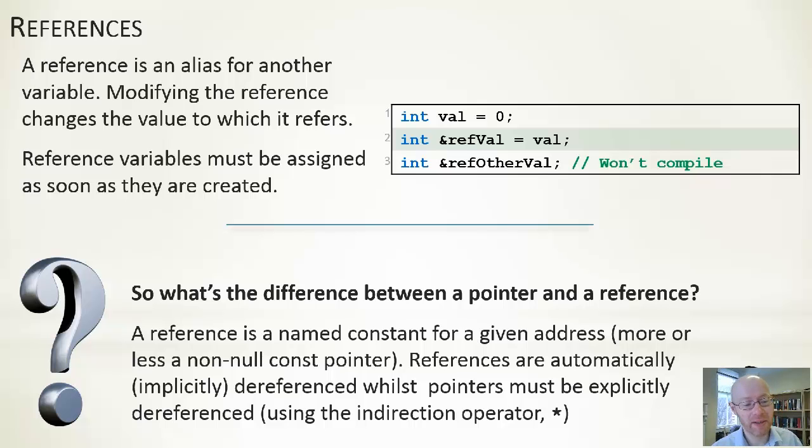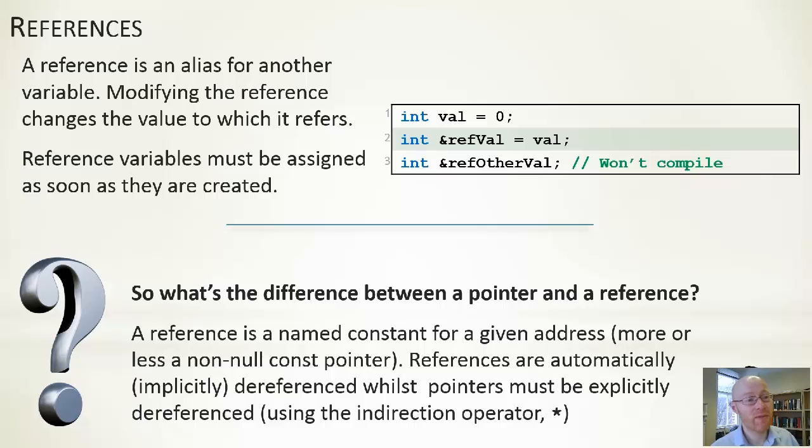References are automatically dereferenced. So if we have a pointer, we have to put in the asterisk to dereference the thing, and it's something the programmer has to do. If we're using a reference, it's done automatically for us. We just use the reference, and that's an automatic side effect of it.